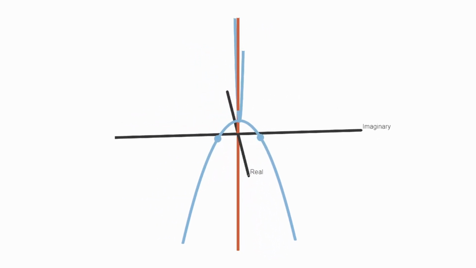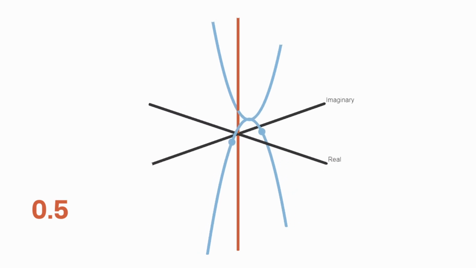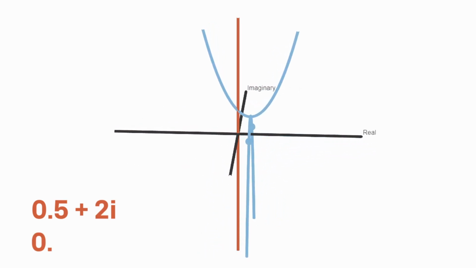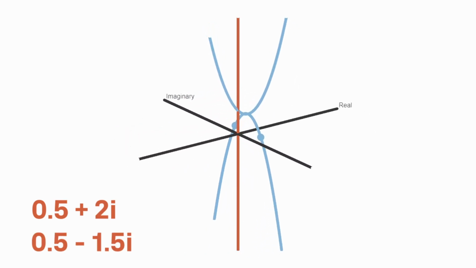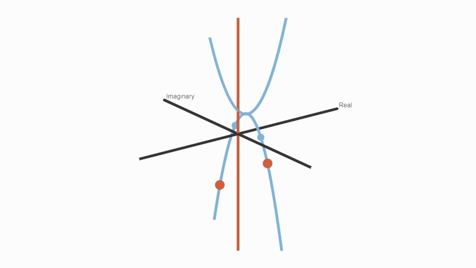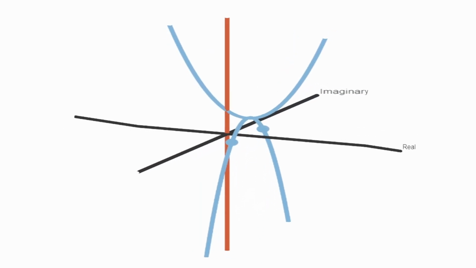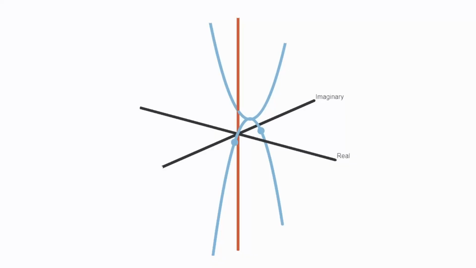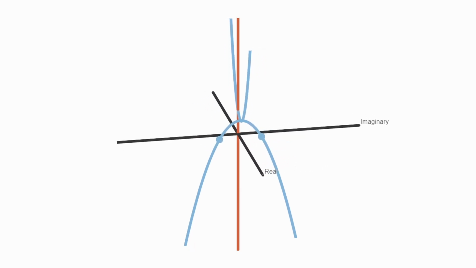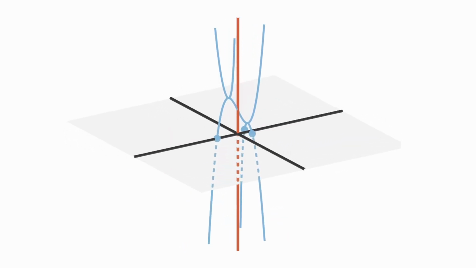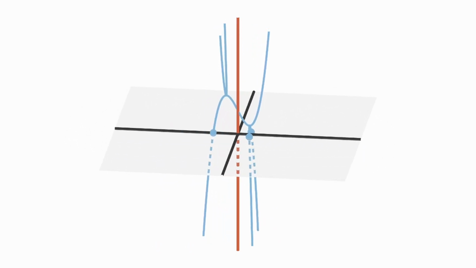What it also shows is that numbers like 0.5 plus 2i or 0.5 minus 1.5i return a negative number. So even a function like x squared minus x plus 1 that is seemingly strictly positive can output negative numbers. We just had to stretch our imagination a bit. Pun intended. This of course works for polynomials of any degree. Here's for example a cubic function and its phantom curves.